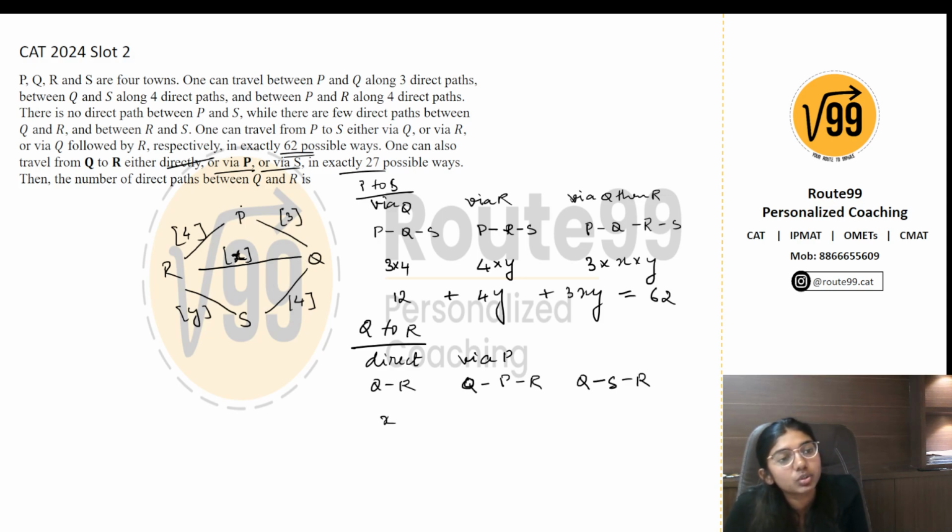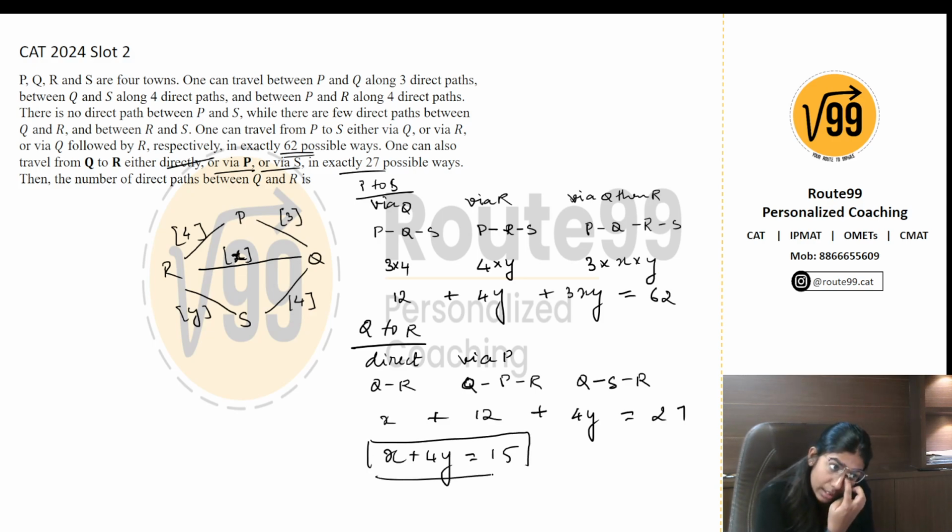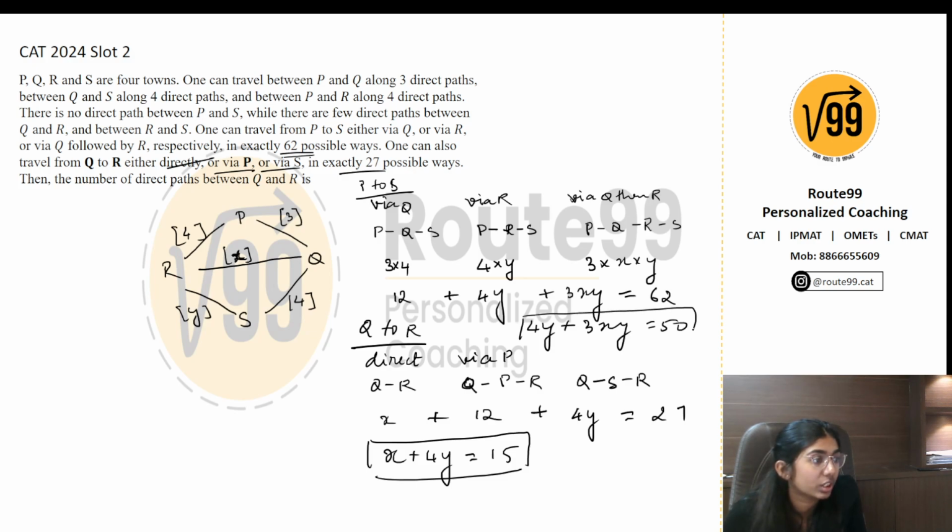If we are going via QPR, it will be 12. Via QSR, it will be 4Y. This is equal to 27. So X plus 4Y is what? 15. So your X plus 4Y is 15. This is one equation, and the other equation is 12 plus 4Y plus 3XY equals 50. So this is your equation 1, and this is your equation 2.